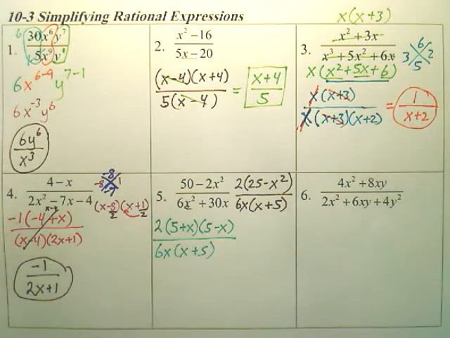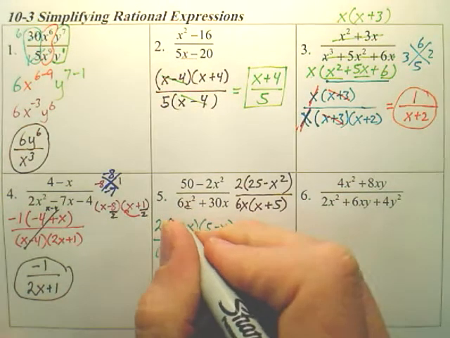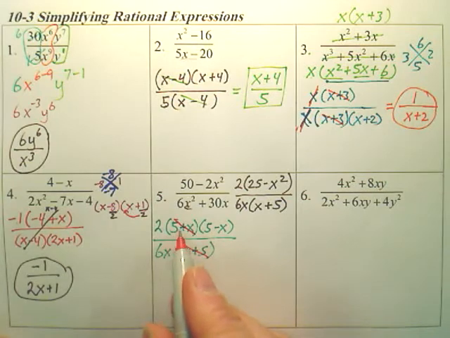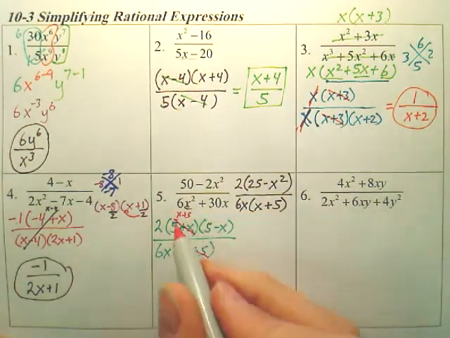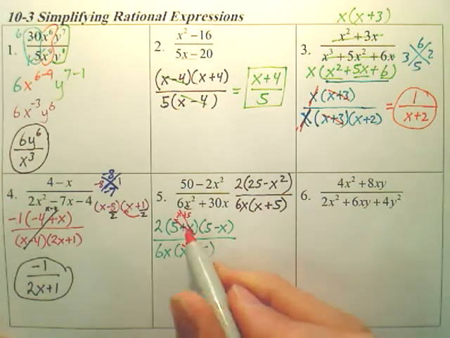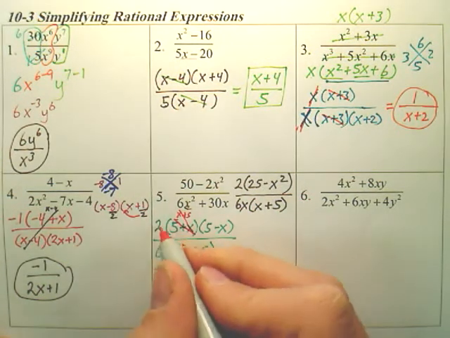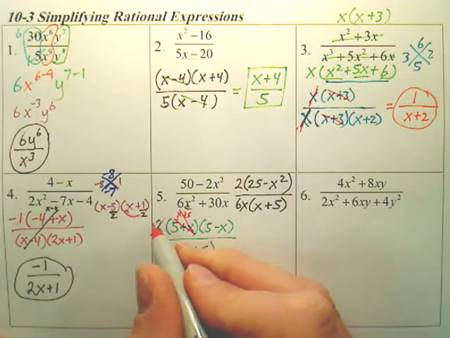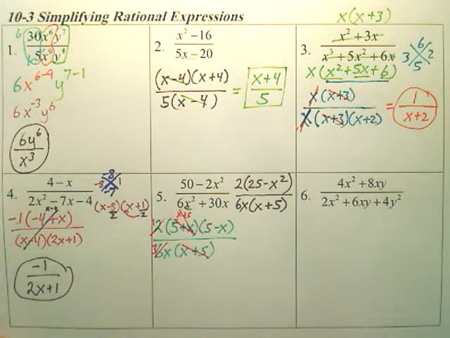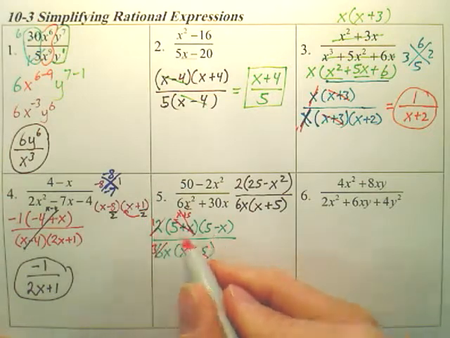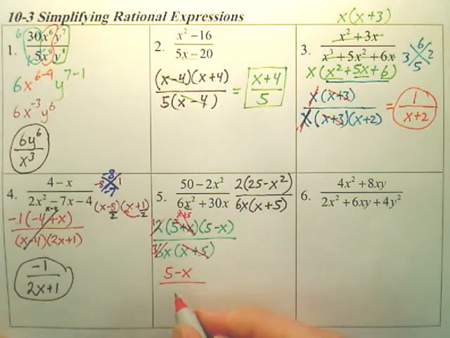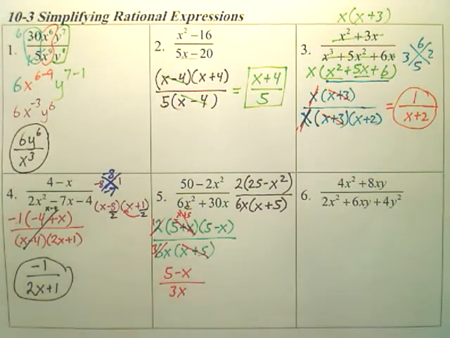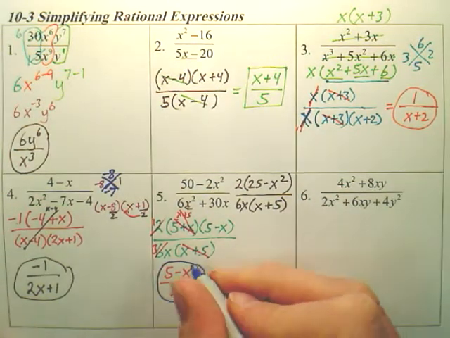What you see next is this will cancel with this because 5 plus x is the same as x plus 5. You can write that as x plus 5 if you want. Anyways, those cancel. And what else? Oh, doesn't the 2 and the 6 cancel, leaving you 3 and 1? So I'm left with a 1 and a 5 minus x on top. And on bottom, I'm left with a 3x. That looks like your answer. Now, that is your answer.